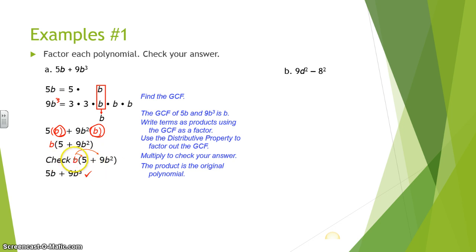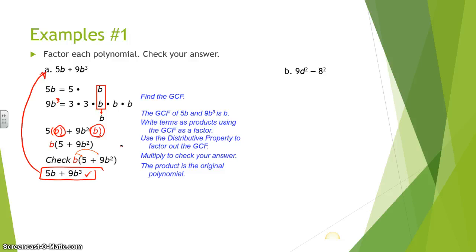The way we check our work is we distribute back the b to each term, and see that you get the original answer from the beginning, which when you distribute b back in, you would get 5b plus 9b to the third.